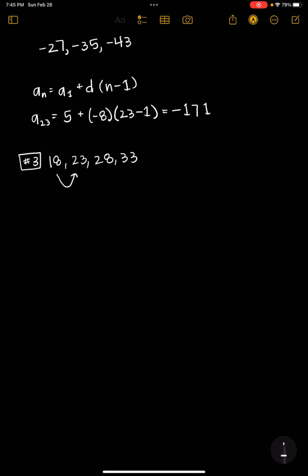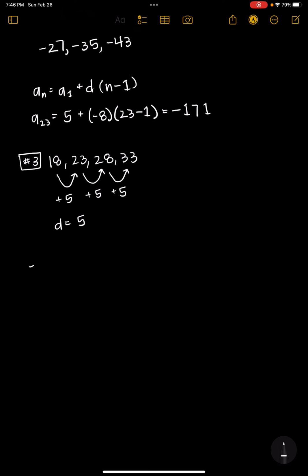So we're going to go from 18 to 23. Well, what am I adding? I'm adding 5 right there. From 23 to 28, I'm adding 5. From 28 to 33, I'm adding 5. So of course we know it's arithmetic because we're adding the same thing every time, and we know that d is equal to 5. So that's going to help us out.